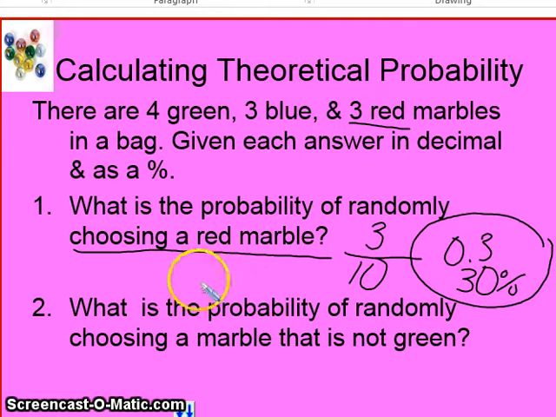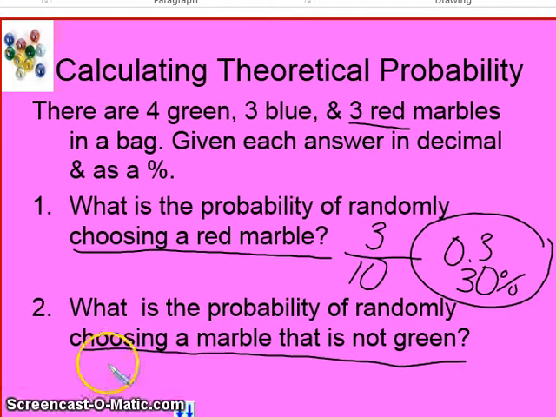The next question is, what is the probability of randomly choosing a marble that is not green? Okay, so this is our favorable outcome, some marble that is not green. To find the probability of this, we need to count how many marbles are not green. Now, there are 4 green ones, but we want to know how many there are that are not green. So we have 3 blue, that's not green, and 3 red, that's not green either.